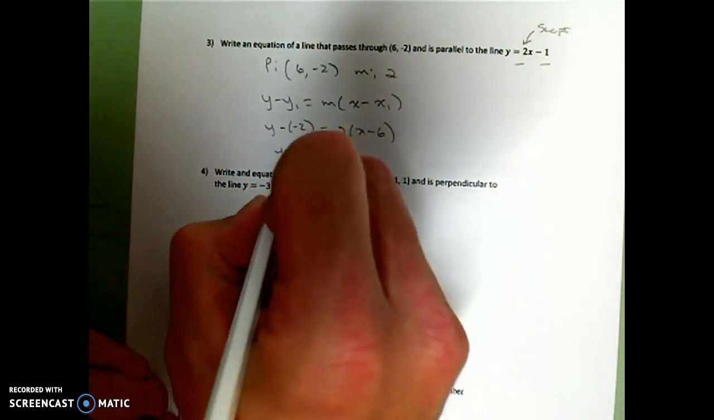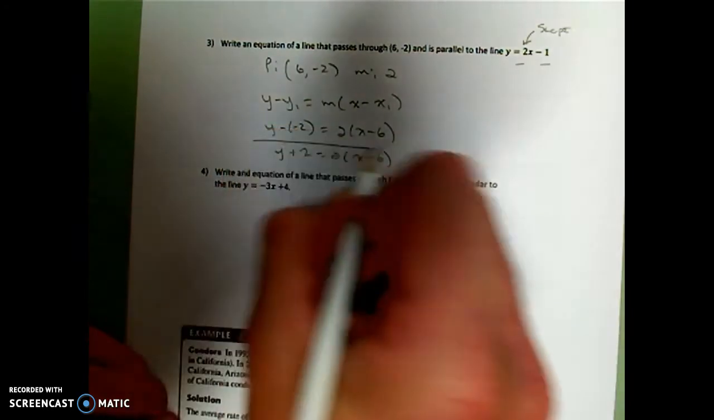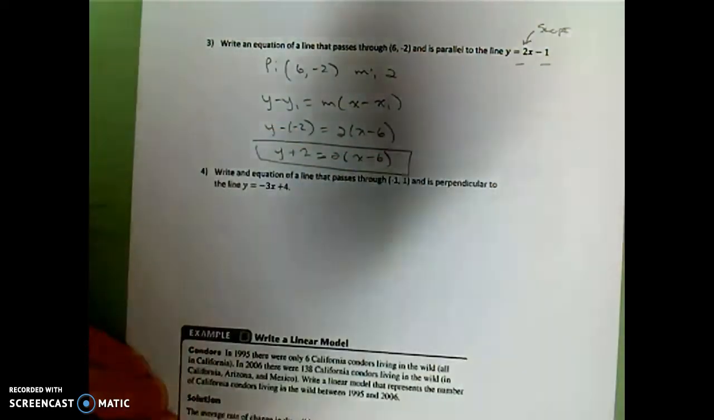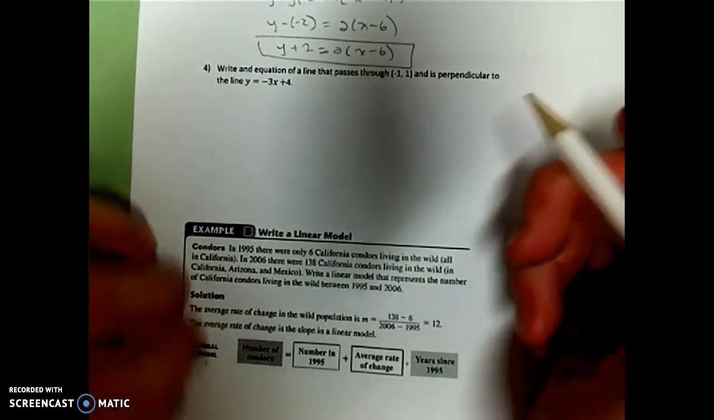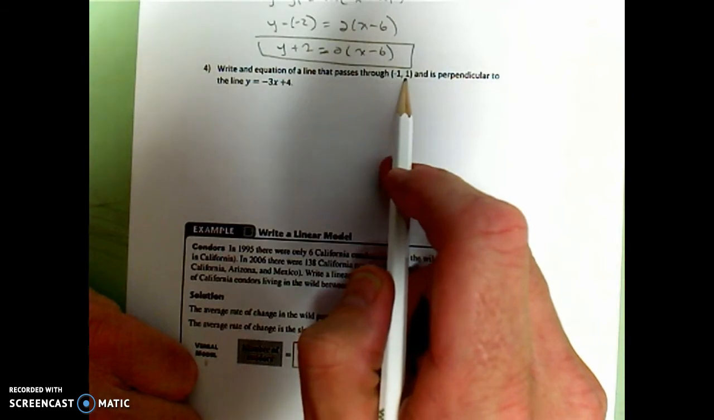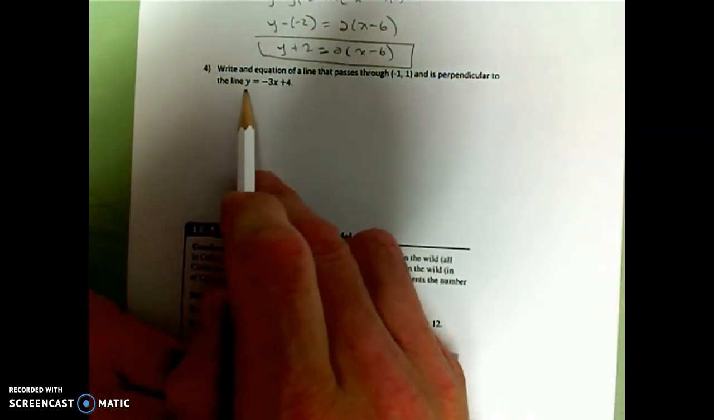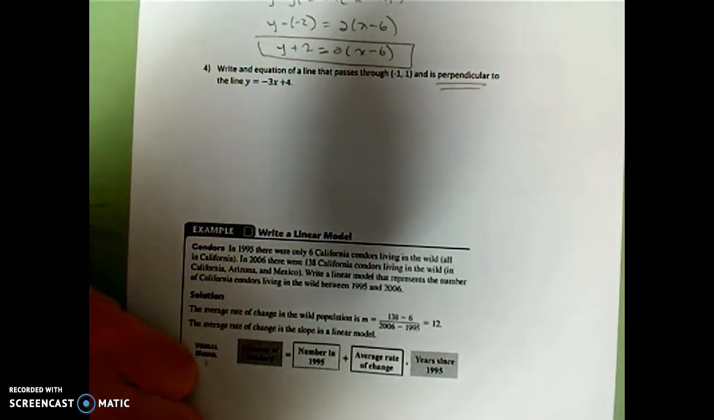We simplify here: y plus 2 equals 2 times the quantity x minus 6. Similarly, write an equation of a line that passes through (negative 1, 1) and is perpendicular to the line y equals negative 3x plus 4. Well, what are we going to do here?